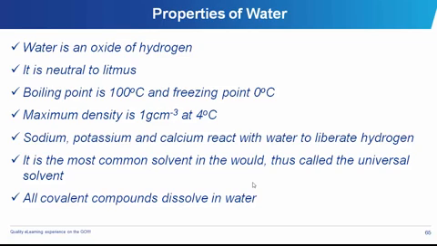Properties of water. Water is an oxide of hydrogen. It's neutral to litmus. It has a melting point and boiling point of 0 degrees Celsius and 100 degrees Celsius respectively. It has a maximum density of 1 gram per centimeter cube at 4 degrees Celsius.